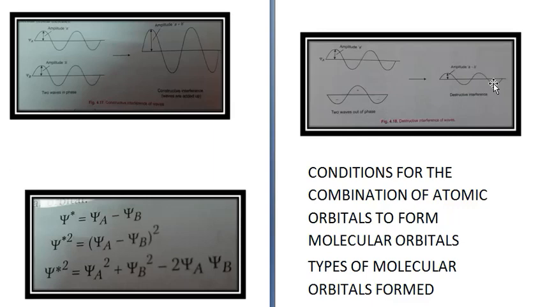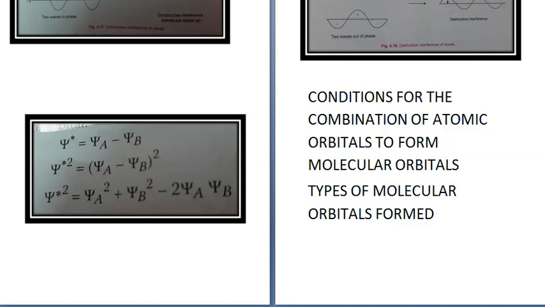Now next we come to the conditions for combination of atomic orbitals to form molecular orbitals. The first condition is that the combining atomic orbitals must have the same or comparable energy. Second, the combining atomic orbitals must have proper orientation. What is the meaning of that? That they should have the same symmetry about the molecular axis. And the third is that the combining atomic orbitals must overlap to the maximum extent.